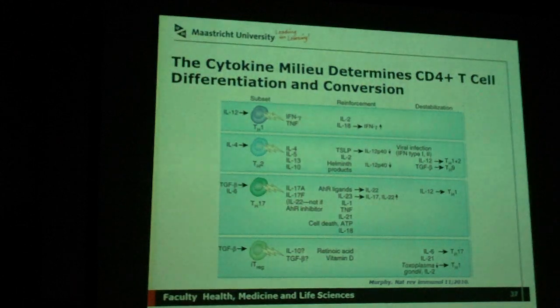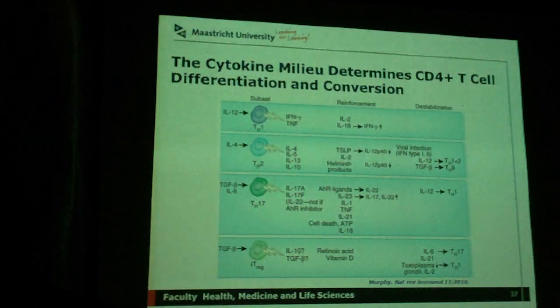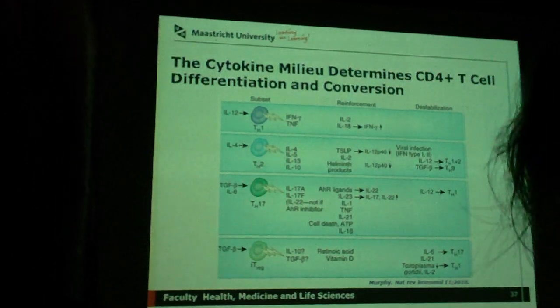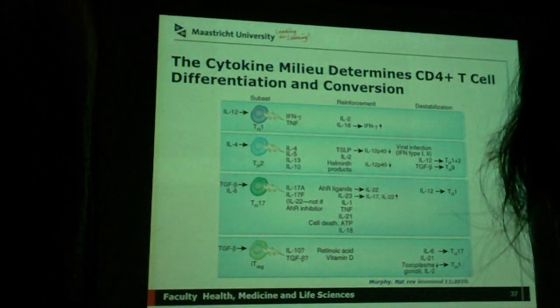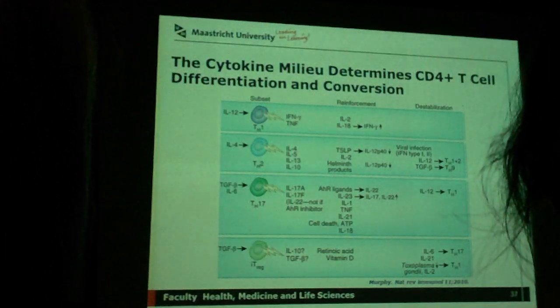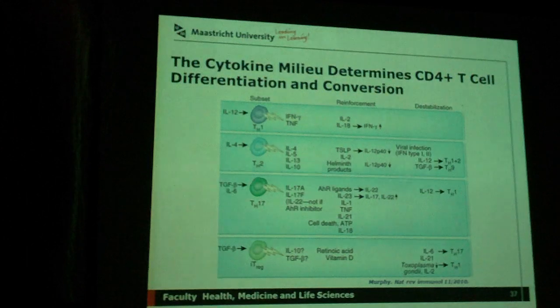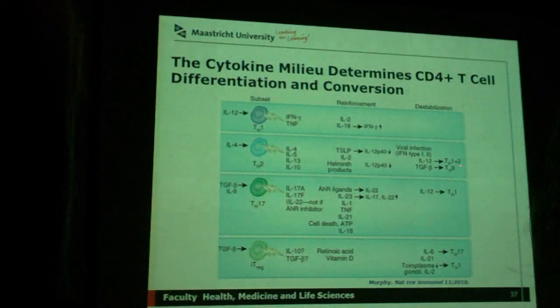Well, I told you before that different cytokines can lead to the differentiation of different subsets, but now it's also clear that cytokines are also important in the switch between subsets. So it has been shown that Th2 cells can become again a Th1 cell if there is a lot of IL-12 in the environment.